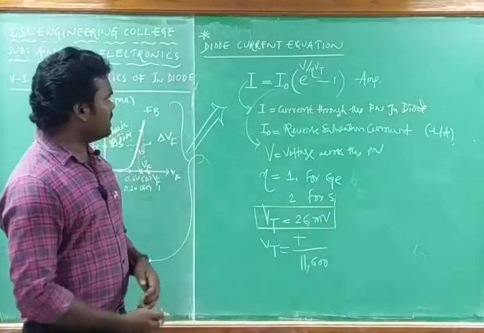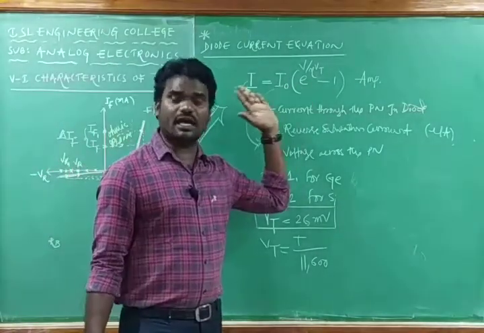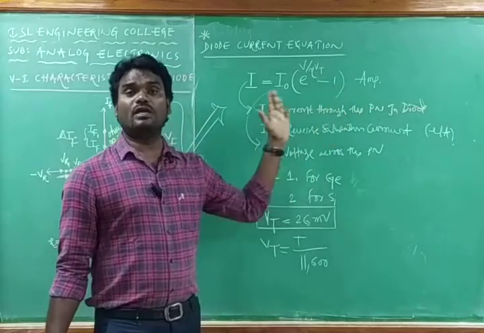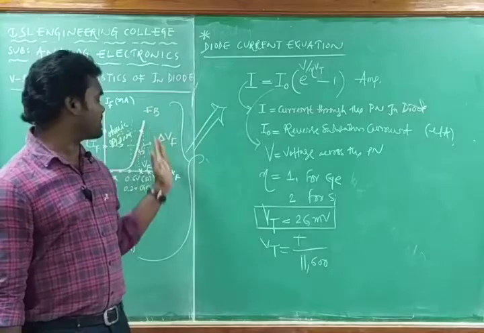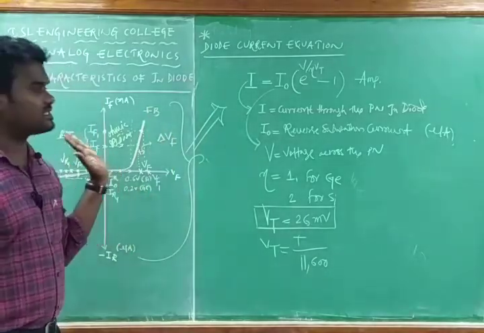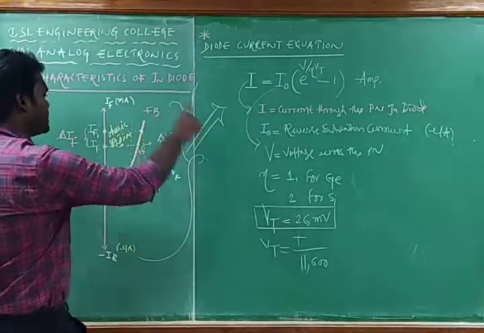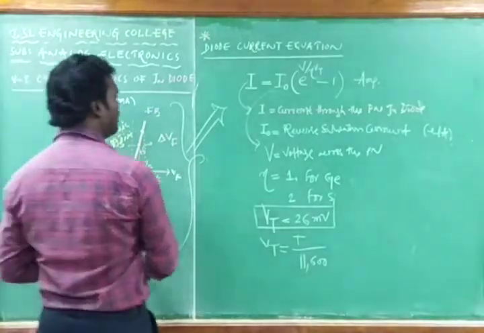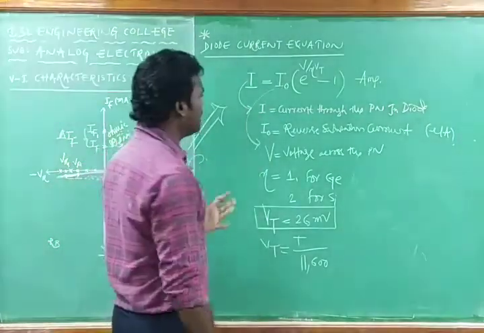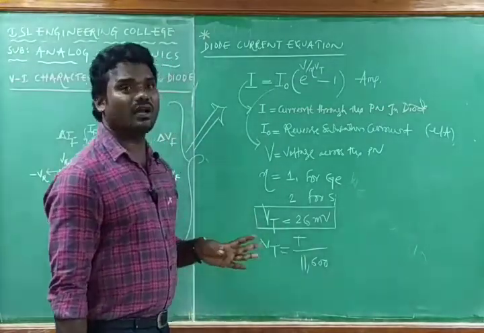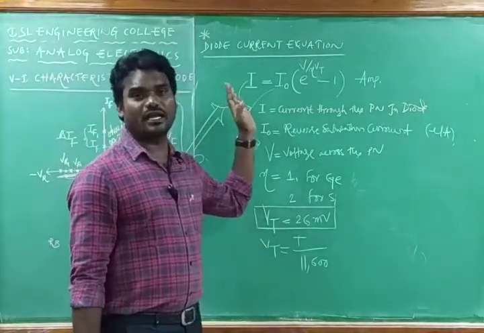So now this is the diode current equation. It is a mathematical representation of the VI characteristics of a PN junction diode. We are representing the whole thing in one equation, and that is called the diode current equation.